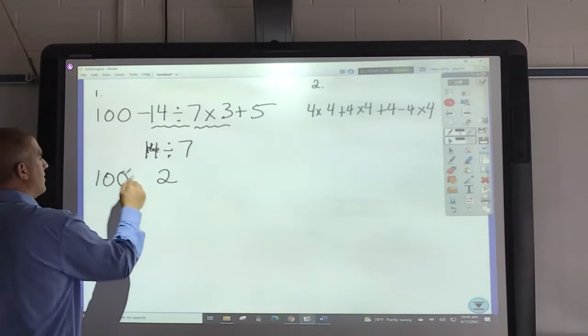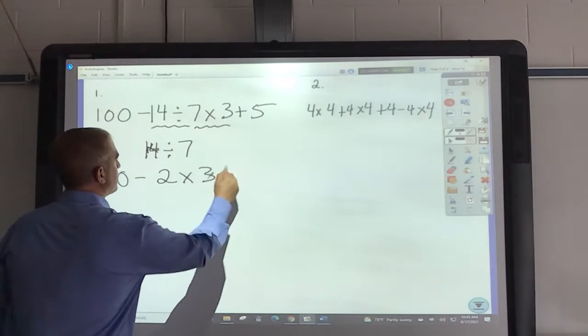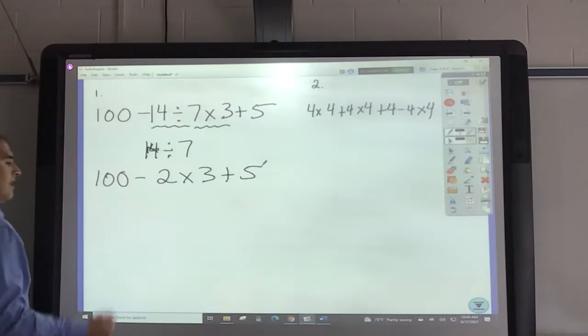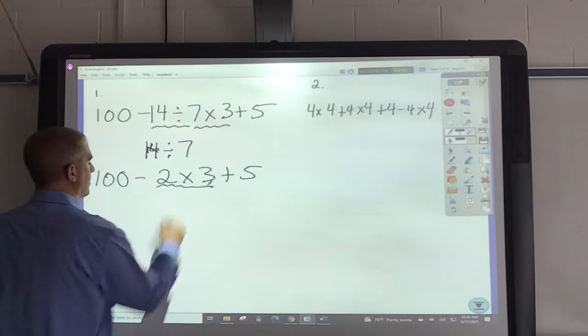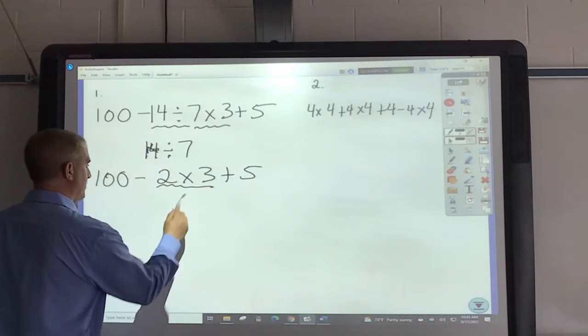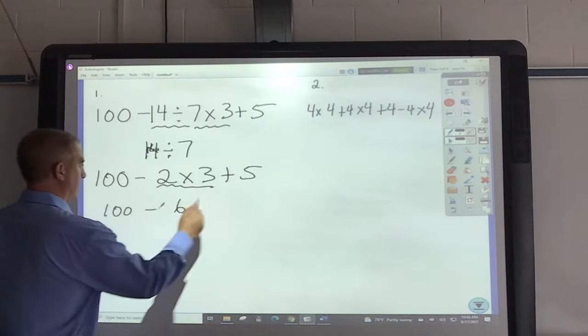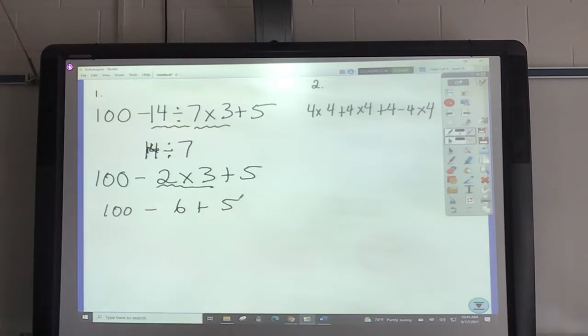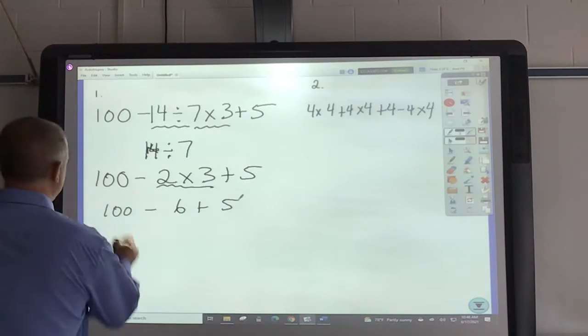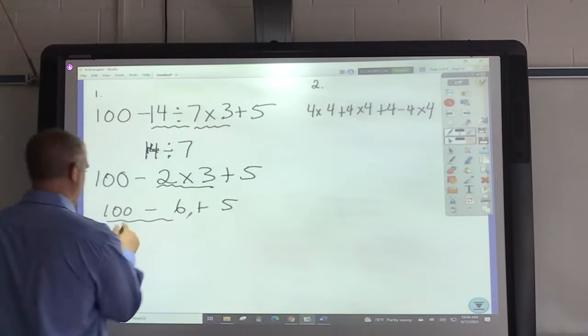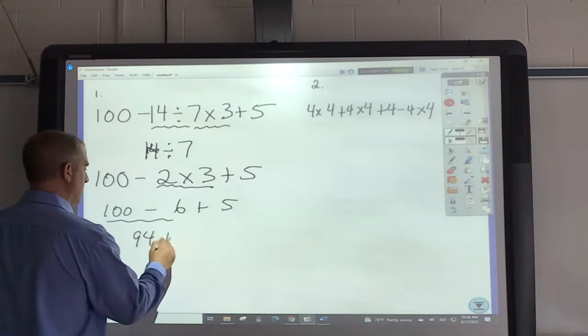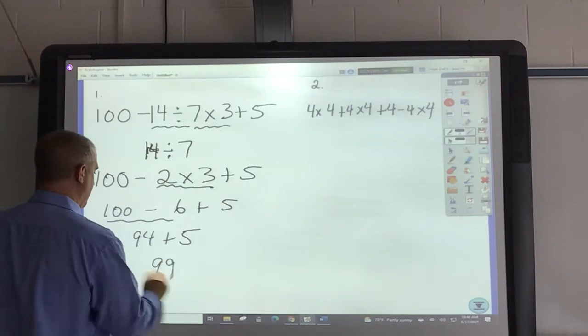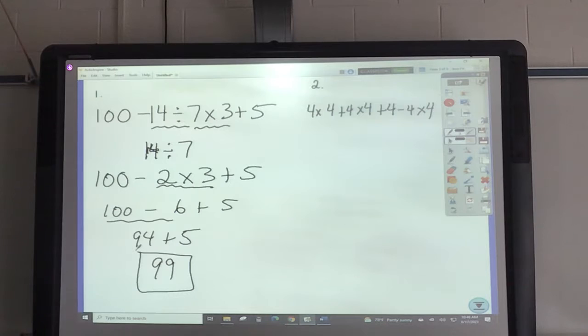So I've got 100 minus 2 times 3 plus 5. Once again, this is my multiplication. 2 times 3 would be 6. So I've cleared the multiplication and division group. Now I'm going to do addition and subtraction, whichever comes first. So I'm going to do this first. That's going to be 94 plus 4 plus 5, which is 99. So you've got to look at those groups.